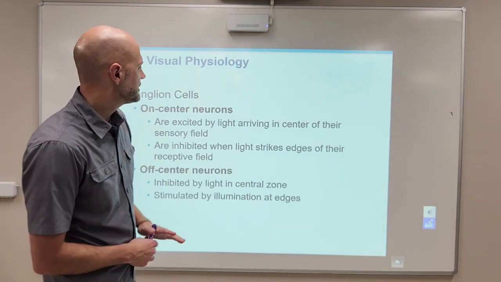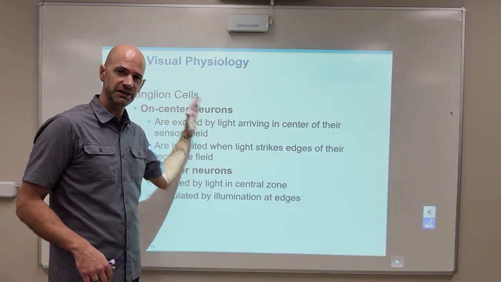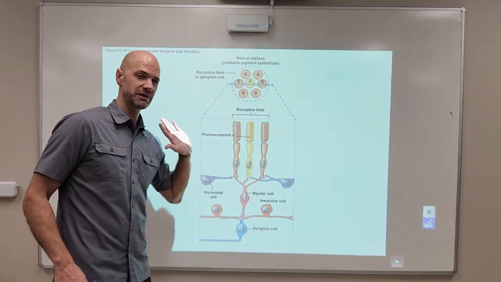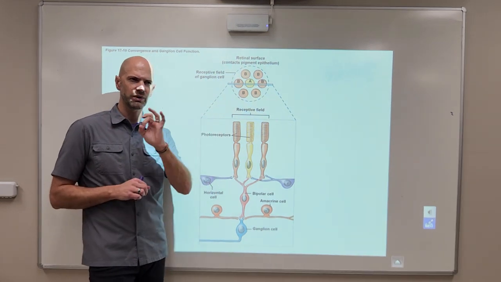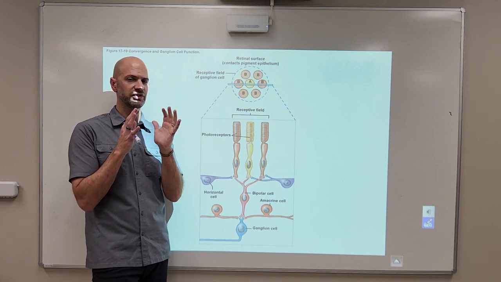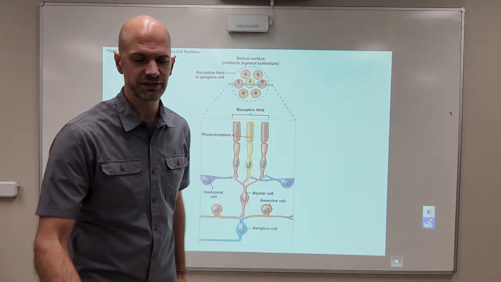Okay, there's this information about on-center neurons and off-center neurons. Don't worry about it, skip over it. I'm not going to ask you about on-center, off-center. It is a much more detailed understanding about how rods and cones behave with respect to each other to really refine the visual field. I'm not going to test you on it. Don't worry about on-center, off-center.